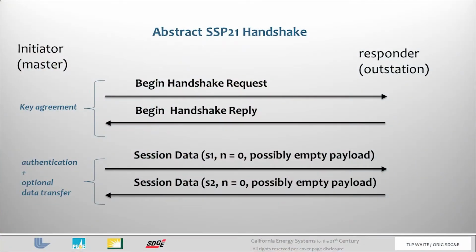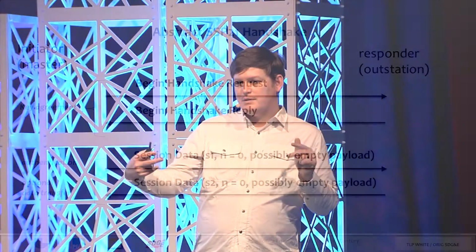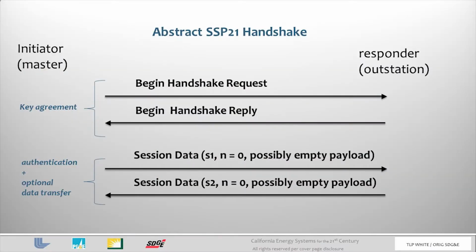The SSP21 handshake starts out with a request and response that performs key agreement. So after your master sends this begin handshake request to the outstation, and the outstation replies with begin handshake reply, the two will have a pair of session keys for transmitting messages in each direction. They will only agree if they're the parties that they claim to be. But at this point, you haven't actually performed authentication. So the next two messages are an authentication message that can also optionally transfer data. And this is a little difference, a change that we made since S4 last year.